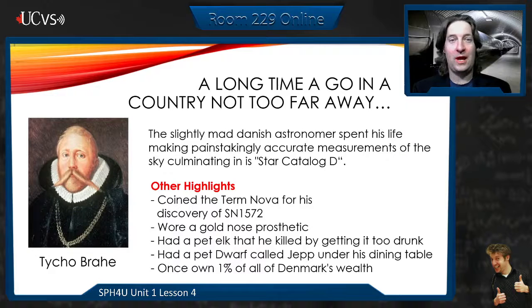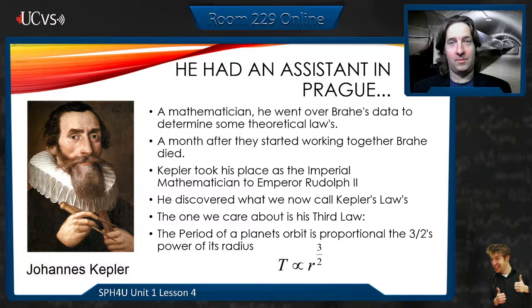Okay, so now we've got to the point where we have a big data set. So this is what we call empirical physics or empirical science. We don't worry about the why, we just collect all the data. And then along came another guy. One of his assistants was a man named Johannes Kepler, who ended up working as the imperial mathematician of the Austro-Hungarian Emperor Rudolf II in Prague.